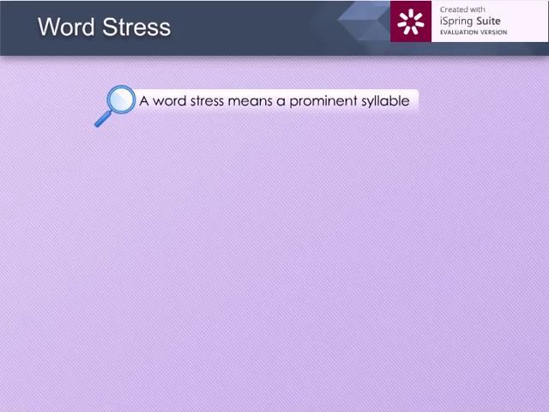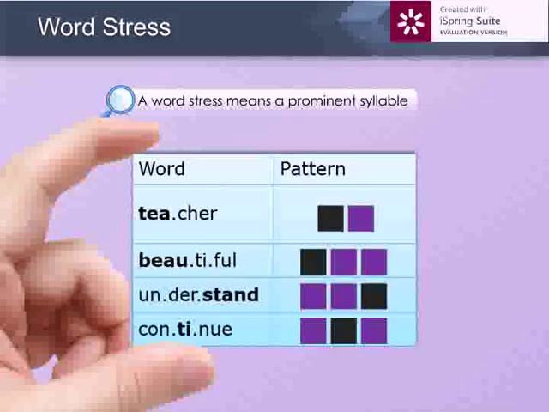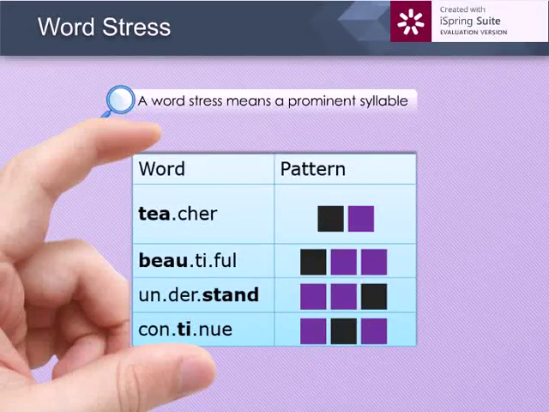A word stress means a prominent syllable. This means stress is placed on a certain syllable. For example, the word teacher, beautiful, understand, continue.